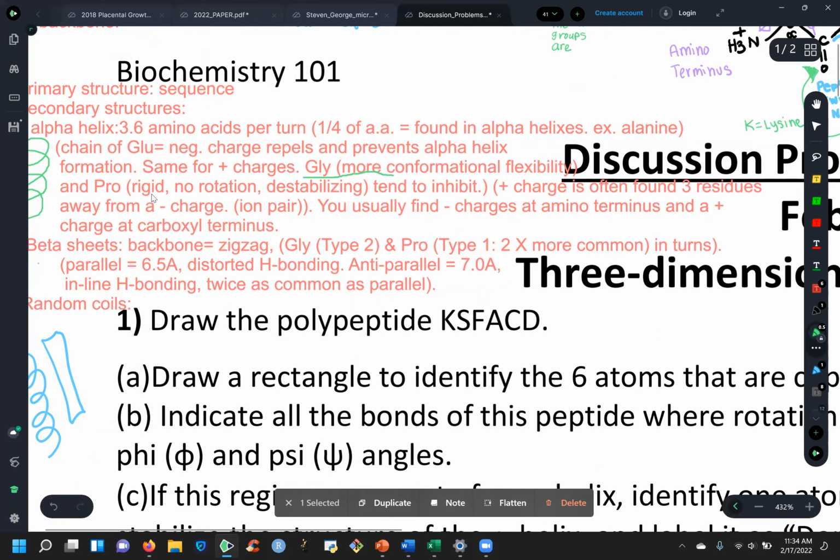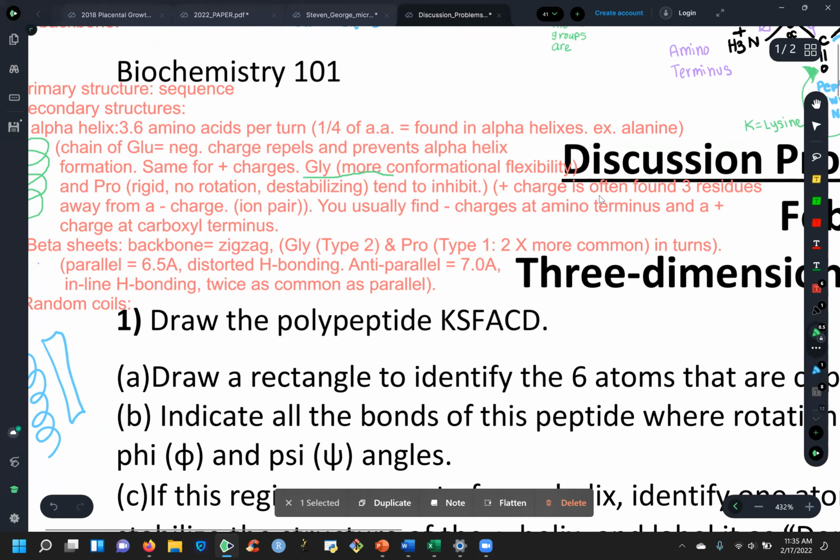Why in an alpha helix? Because proline is rigid. It doesn't allow rotation. It's destabilizing. Thank you. Everyone signed in? Okay. It's destabilizing, so it tends to inhibit. So that is why alpha helixes do not like proline.